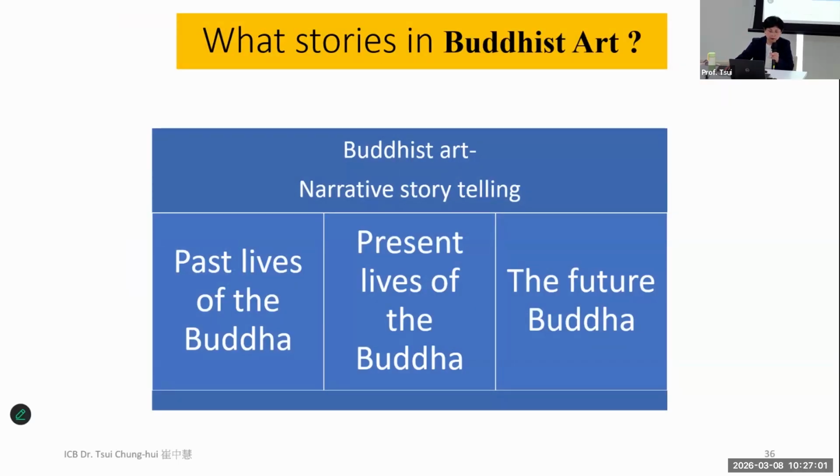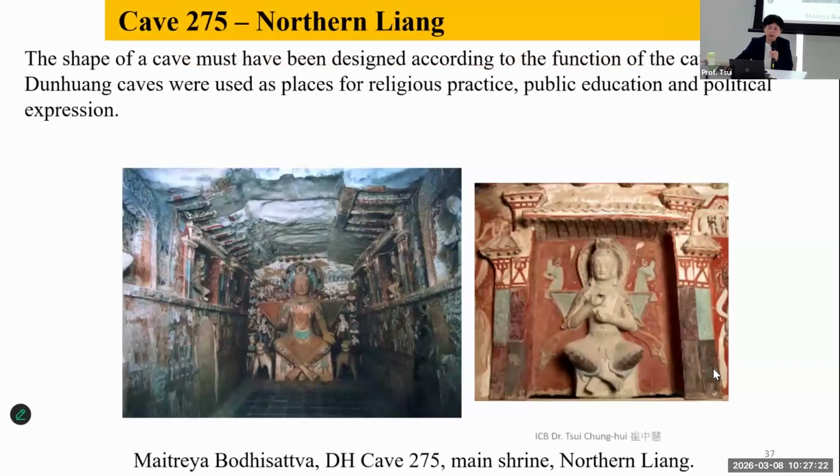So in Buddhist art, if we can understand the concept, it will be very easy for us to identify the story in mural painting or the sculpture: the past, the present, and the future. So I select the cave in the Northern Liang, cave 275, as an example.